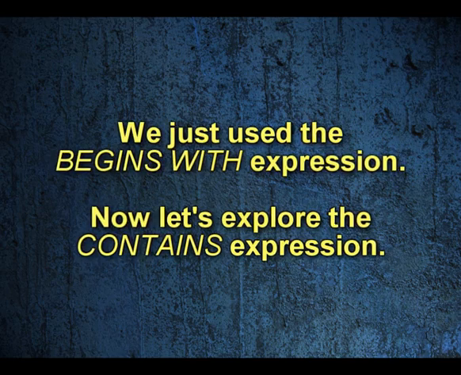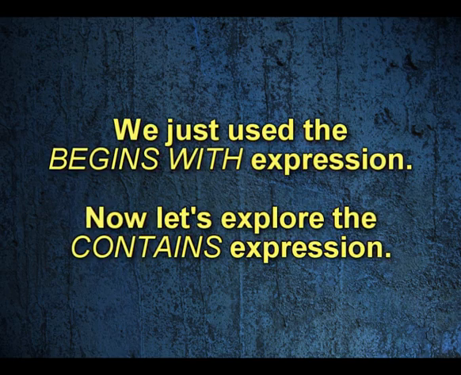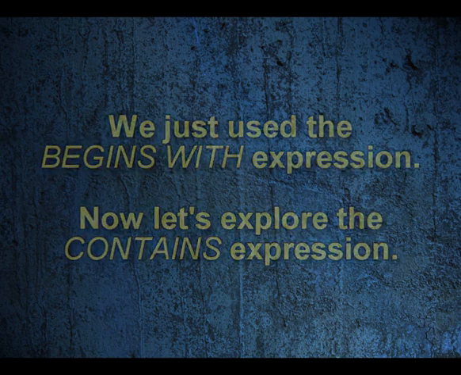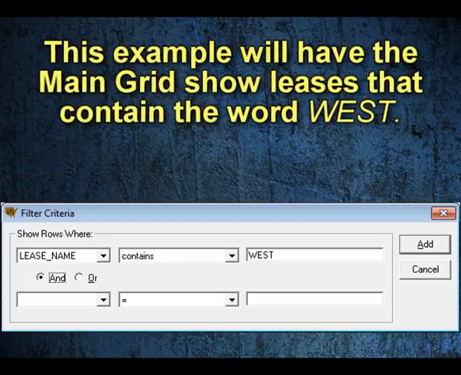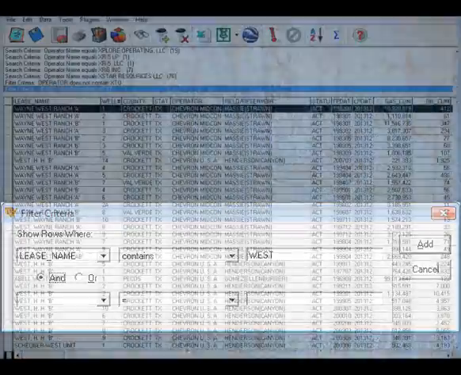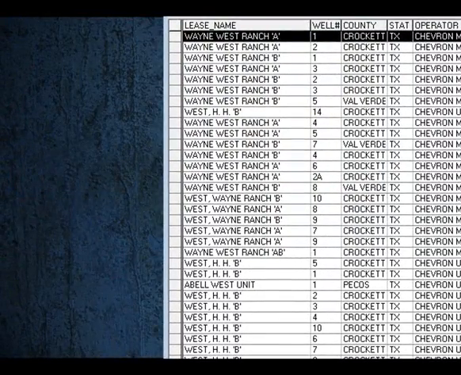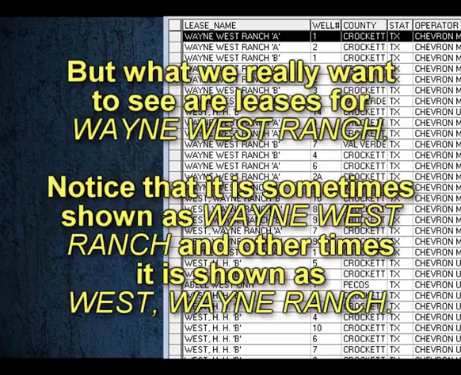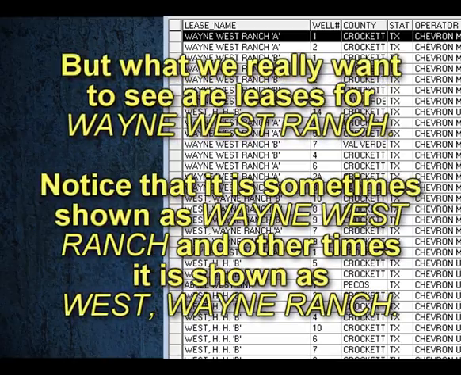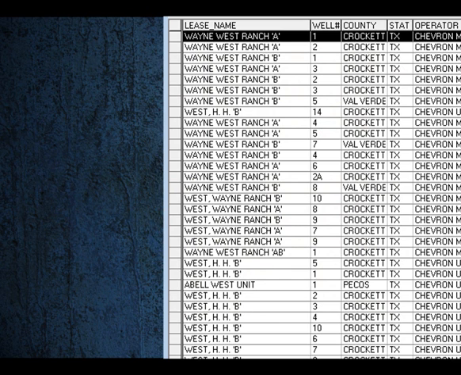Now we just used the begins with expression. Let's explore the contains expression. This example will have the main grid show leases that contain the word west. Look at our main grid. It does indeed only show cases where the lease name has the word west in it. However, we really only want to see Wayne West Ranch. The problem is sometimes the lease name shows as Wayne West Ranch, and at other times it shows as West, Wayne Ranch.